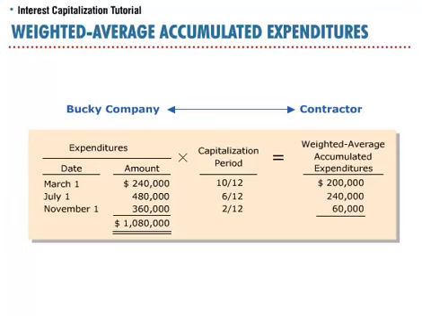The weighted average expenditures for the other payments throughout the year can be calculated the same way. The sum of all the weighted payments equals the total weighted average accumulated expenditures.